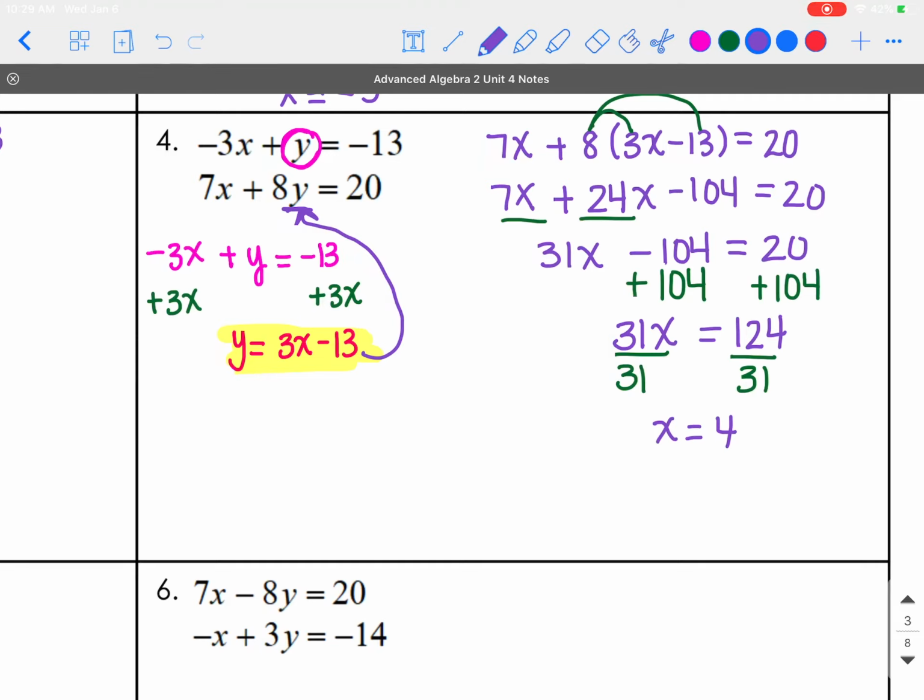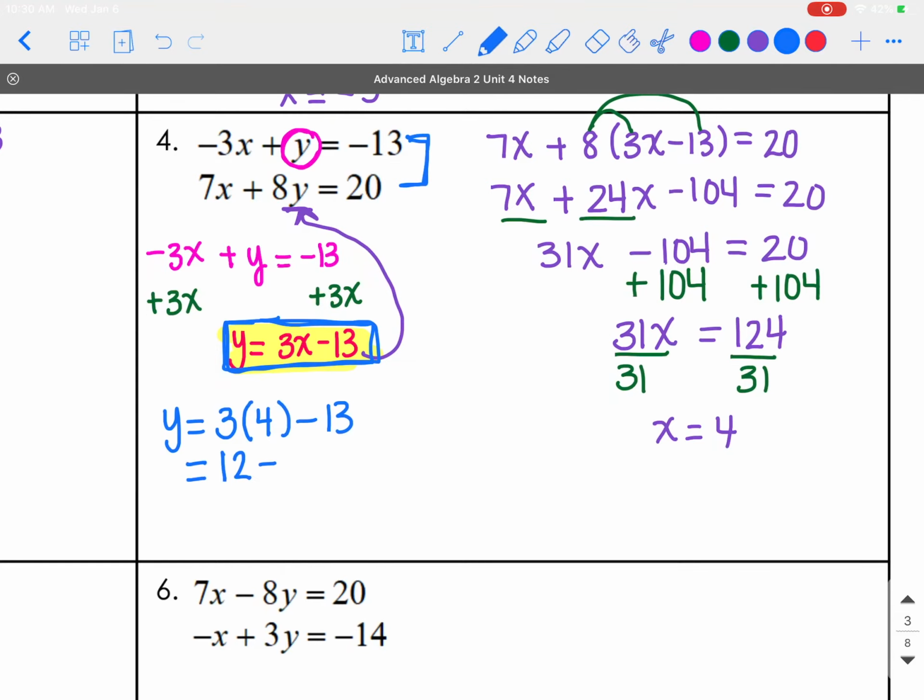Now you have a few options of where you can plug this 4 in. I will tell you that it's always easiest to plug it into the one that has x or y by itself, which is the one that I have highlighted here, and we definitely can use that one. So that's the one I'm going to use, y equals 3, I'm going to plug in a 4 minus 13. You can use either of these original ones or any one that you may have altered to get the x or the y by itself. Any 3 will work.